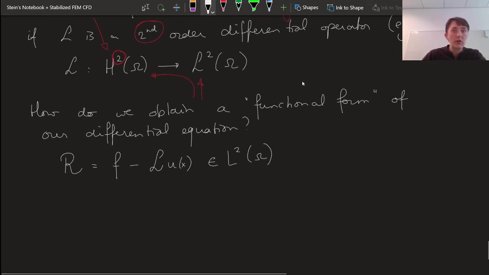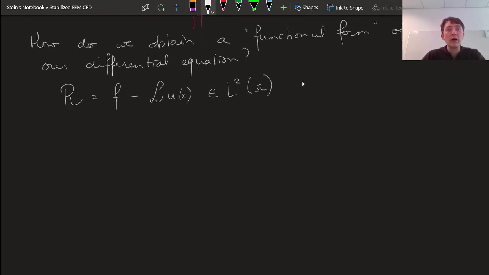So now we can state our equation in a slightly different way. Our strong form would still be that the residual is equal to 0. But rather than stating that the residual is equal to 0, we're going to test our residual against other functions. Specifically, we're going to say that the residual being equal to 0 is equivalent to taking the L2 inner product between our residual and some weighting function being equal to 0 for all weighting functions in L2.